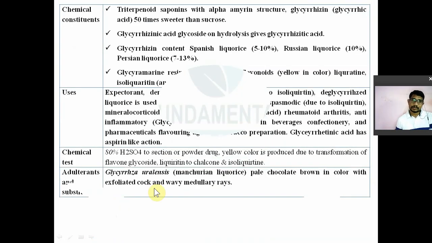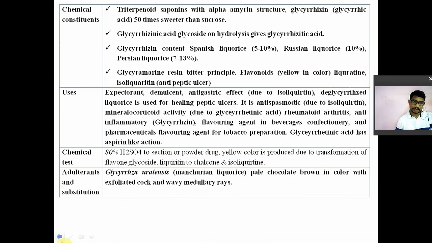Next is the chemical constituents present in Glycyrrhiza glabra, on which questions can come. Mulethi has triterpenoid saponin with alpha-amyrin structure, pentacyclic triterpenes. The main constituent is glycyrrhizin or glycyrrhizic acid, which is 50 times sweeter than sucrose. This can come as a question.